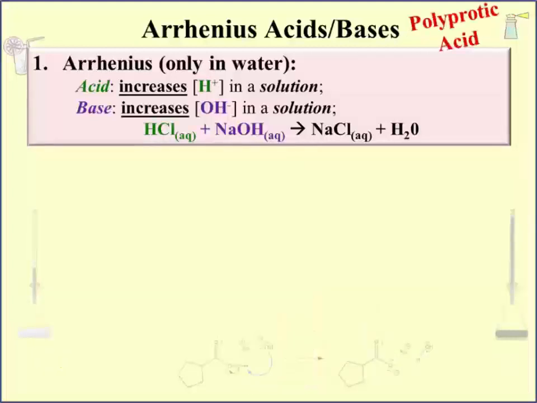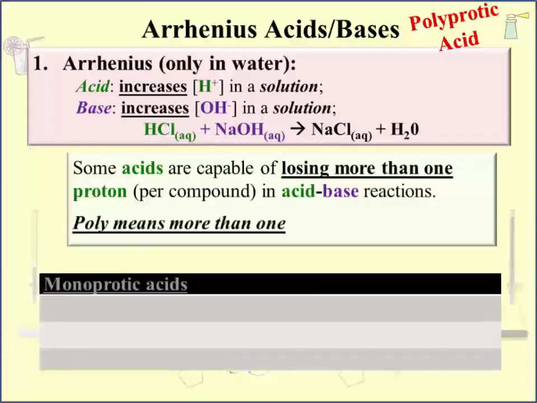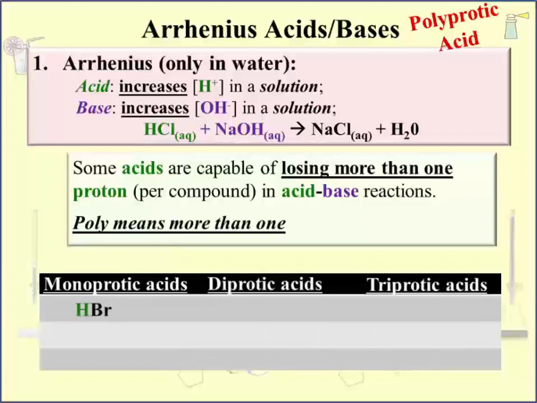The final topic with this definition is polyprotic acids. Some acids are capable of losing more than 1 proton per compound in an acid-base reaction. These are polyprotic acids. Poly means more than 1. Consider this table with column headings indicating the number of protons an acid can deliver in solution. Mono means 1. Hydrobromic acid can only release a single proton, as can nitric acid, and acetic acid, a weak acid. Weak and strong are not determining factors here.